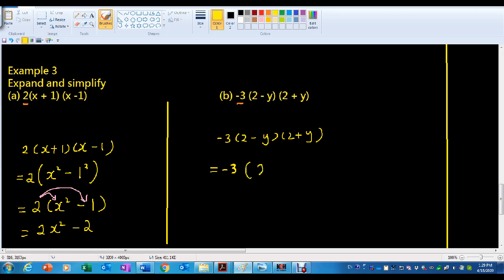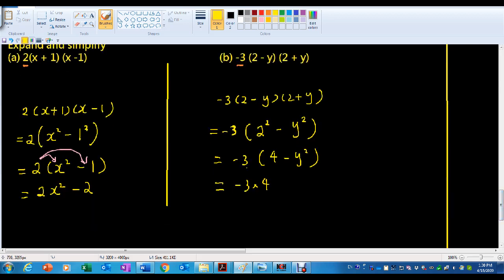We get 2 squared minus what? y squared. Okay, remember the bracket. Minus 3, 4 minus y squared. So minus 3 needs to multiply into the bracket. Okay, be a bit careful here. When you multiply minus 3 by 4, it becomes minus, because that's negative times positive. But if you multiply negative 3 by negative y squared, negative times negative becomes positive, right? So it becomes positive 3 times y squared. Okay, so minus 12 plus 3y squared.